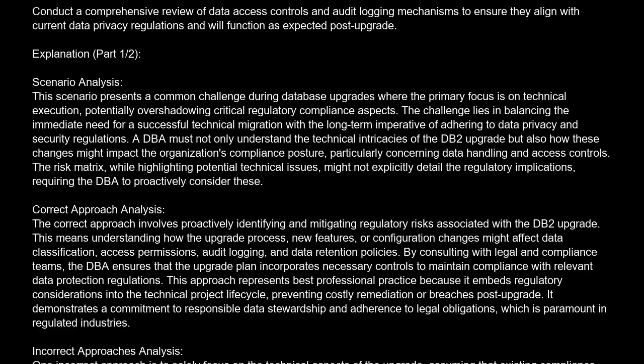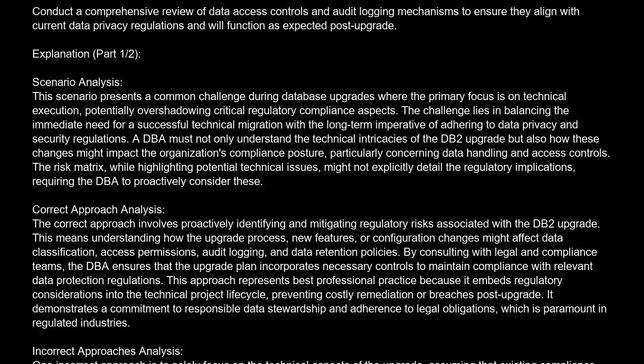The correct approach involves proactively identifying and mitigating regulatory risks associated with the DB2 upgrade. This means understanding how the upgrade process, new features, or configuration changes might affect data classification, access permissions, audit logging, and data retention policies. By consulting with legal and compliance teams, the DBA ensures that the upgrade plan incorporates necessary controls to maintain compliance with relevant data protection regulations.